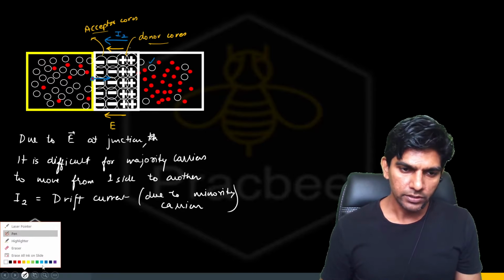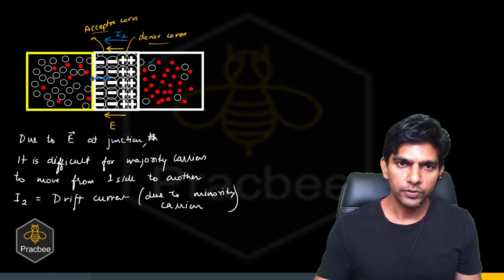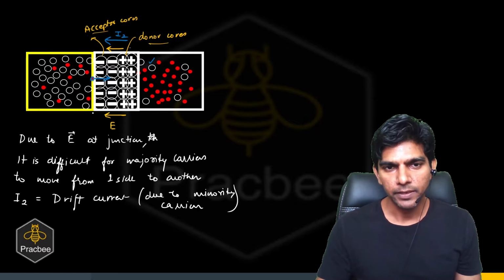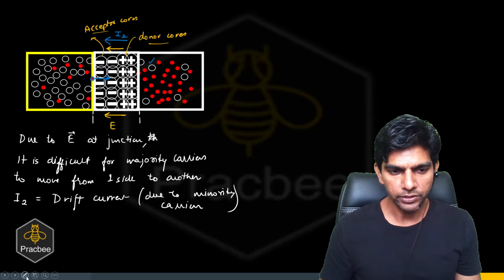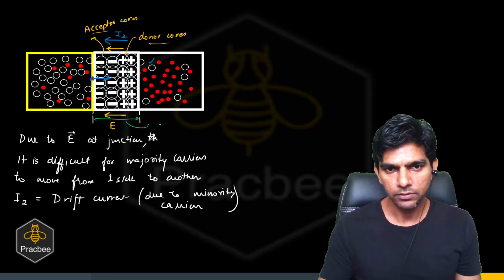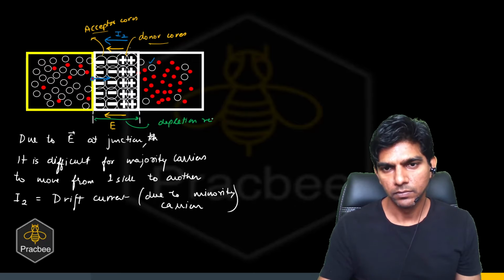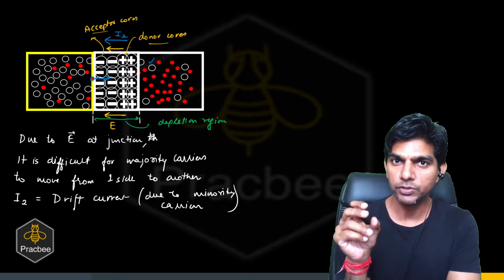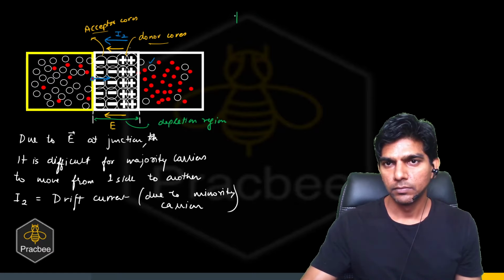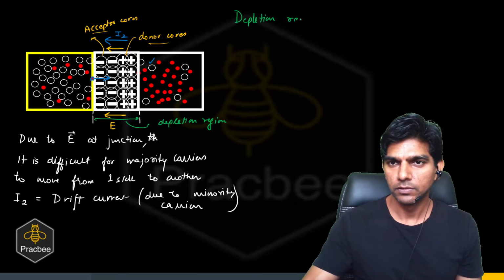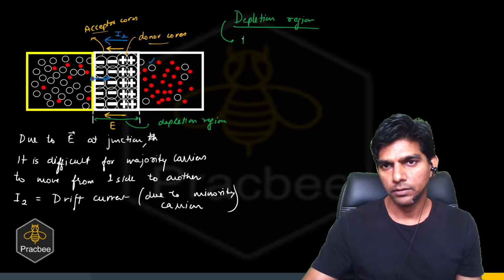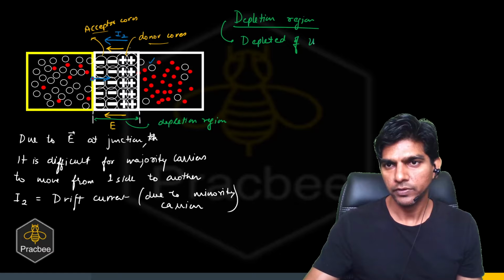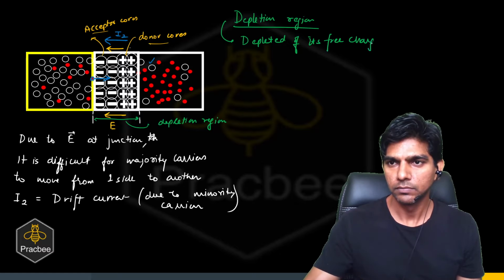And this region where I have shown the acceptor cores and the donor cores is known as the depletion region. Why is it called a depletion region? Because this region is being depleted of its free charge carriers because of the diffusion process. So depletion region: depleted of its free charge carriers due to the diffusion process.